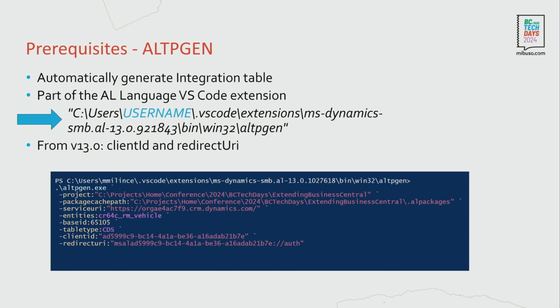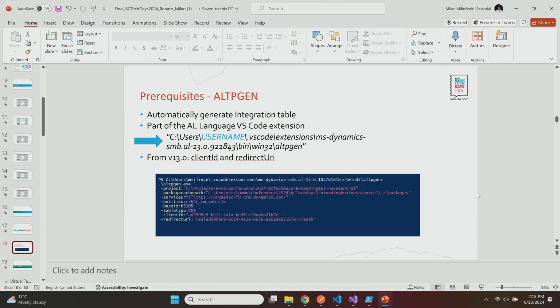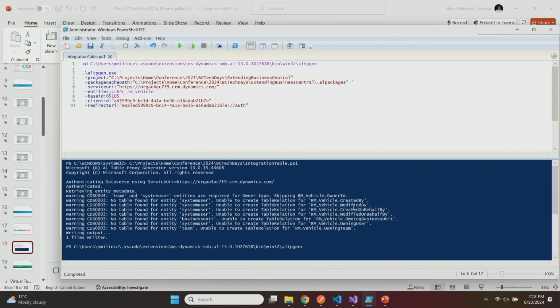And now, what we need to do in order to use AL Table Proxy Generator is create our own Entra application. I will now just show you how we can create a custom table in AL with AL Table Proxy Generator, and I already created that Entra application, so I won't do that. So if I go to my PowerShell, you can see it.